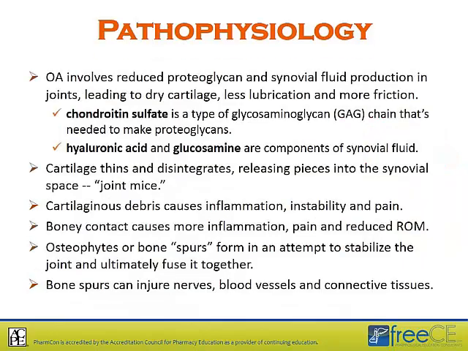Osteoarthritis involves reduced proteoglycan and synovial fluid production within synovial joints. Most synovial joints are the ball and socket type, but not all. For example, the knee is a hinge joint. This lack of synovial fluid production leads to dry cartilage, less lubrication within the joint, and therefore more friction or grinding. I'll introduce a couple of terms here that we'll talk about in more detail later in the presentation. One is chondroitin sulfate, and that's a type of glycosaminoglycan or a GAG chain that's needed to make proteoglycans.